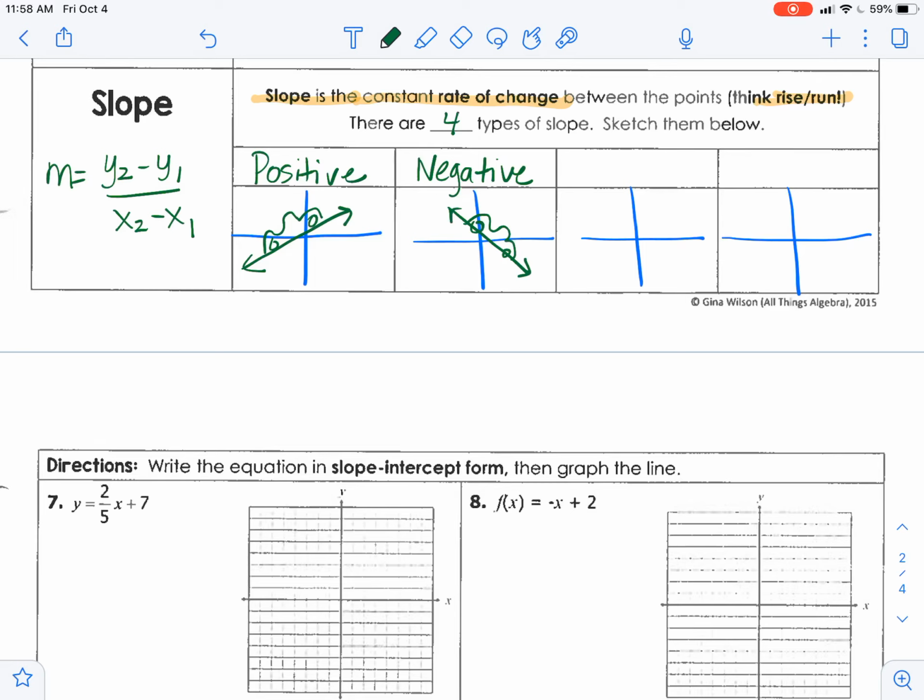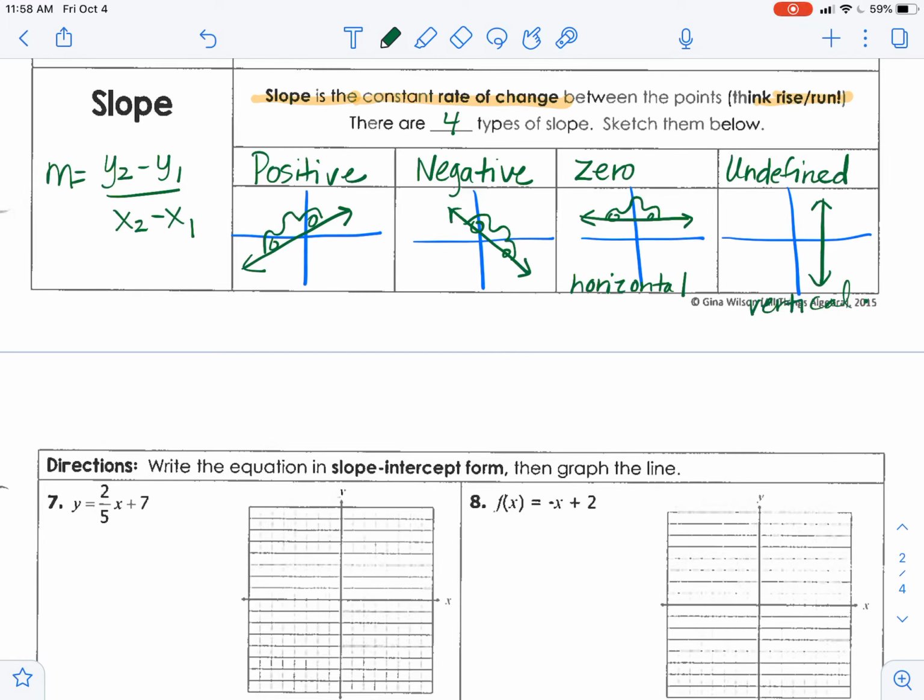Our next one that we're going to look at is a zero slope. And that would be when we have a horizontal line. It has a zero slope. So that would be like a flat surface. Okay. And then our last one is an undefined slope. Okay. And that would be your vertical line.